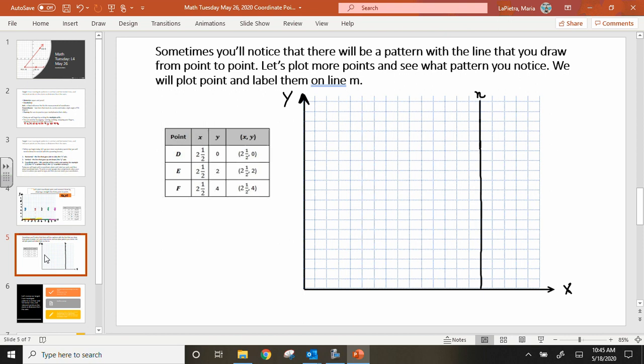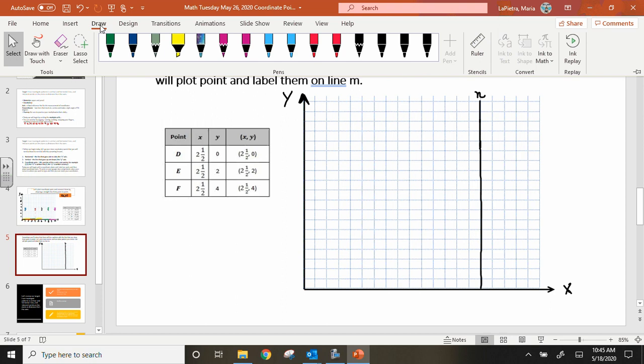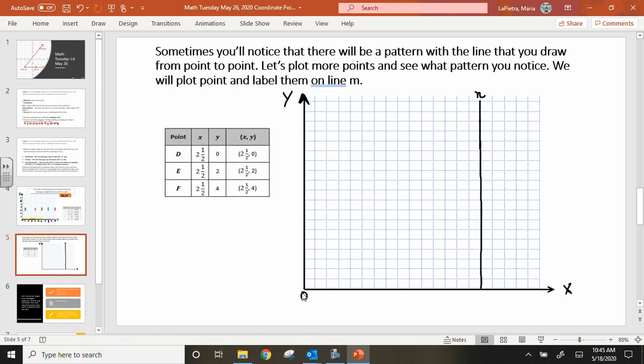We will plot points and label them on line M. So right now we have line N here already going vertical up and down. We're going to make a line and label it M. Let's see how our line looks when we finish. First, we need to go ahead again and label. Okay. So our origin is 0. We have our X. We have our Y. Let's label.